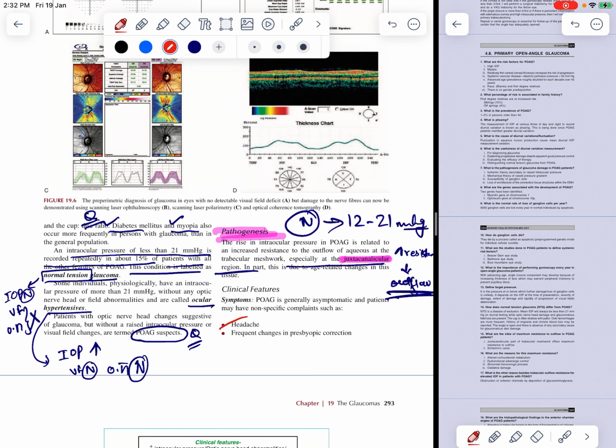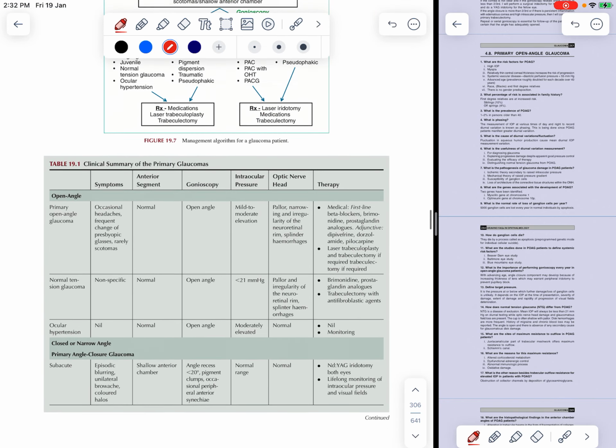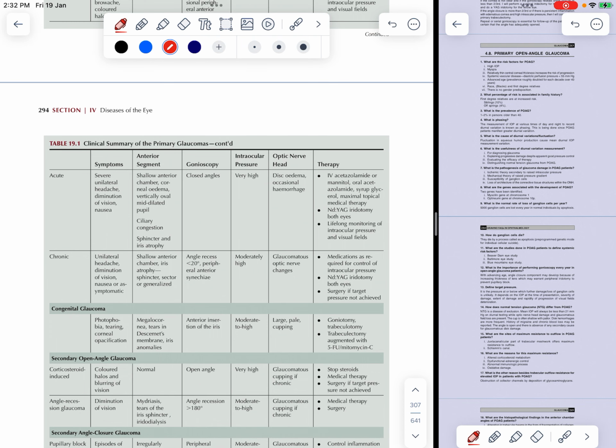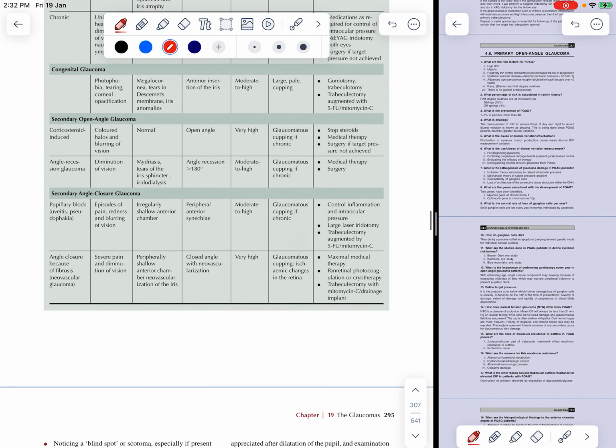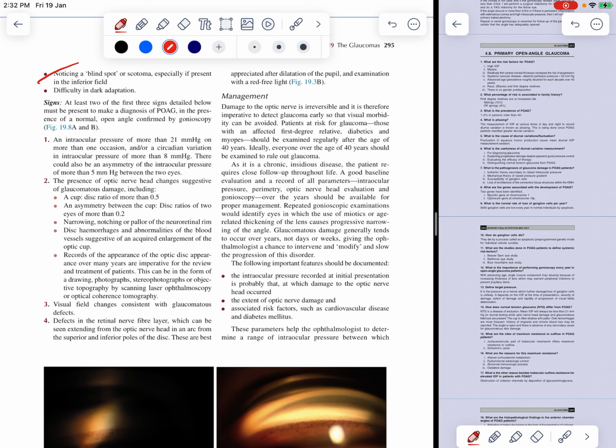Coming to clinical features, simple, easy: headache, frequent changes of glasses. These are the summaries, you can check on it. This is a close summary about primary, secondary and congenital. We'll not get into it. We'll go step by step. Noticing a blind spot or a scotoma in the visual field, difficulty seeing in the dark. What are the signs? Increased IOP, difference more than 8 mmHg, CD ratio more than 0.5, asymmetry of more than 0.2 between two eyes, narrowing, notching, disc hemorrhage, abnormalities of blood vessels.